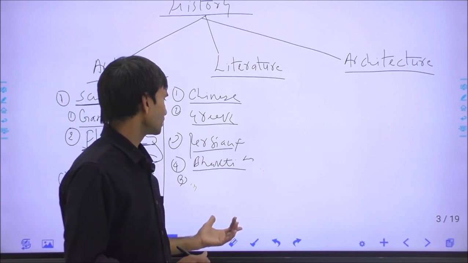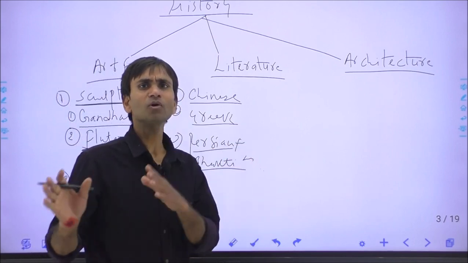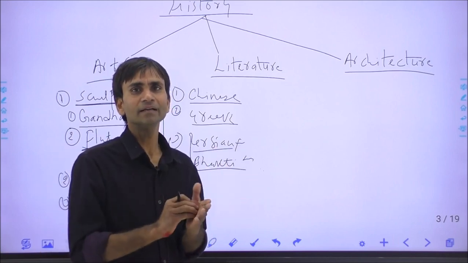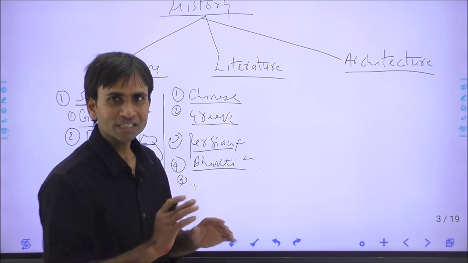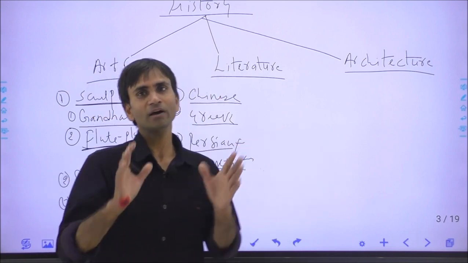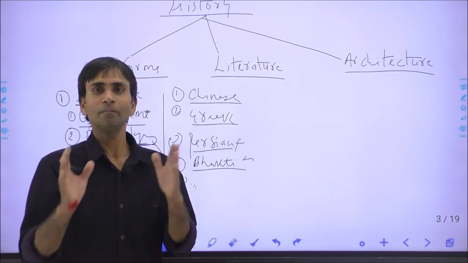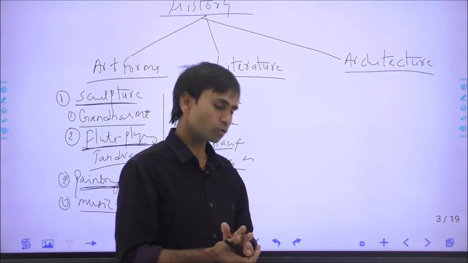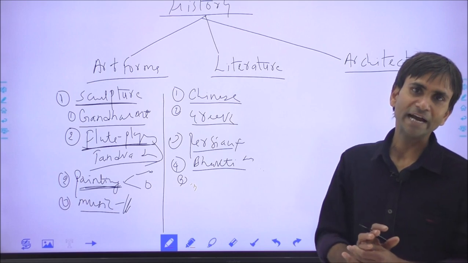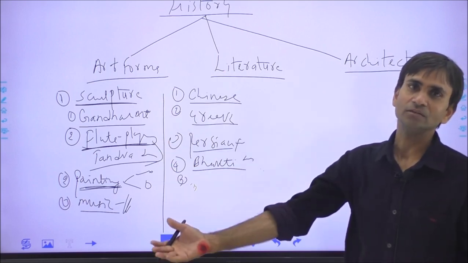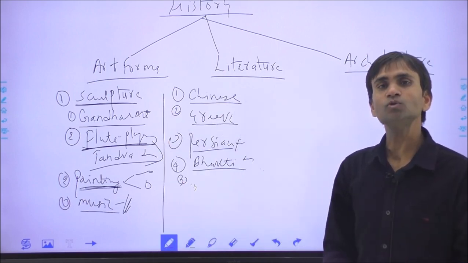Then simply, the individual monarchs and rulers played a role in the development of literature. It was Firoz Tughlaq who started the writing of autobiography, and Babur, the founder of the Mughal Empire, who wrote Tuzuk-i-Babri or Babarnama, the best autobiography. Jahangir also wrote his autobiography, Tuzuk-i-Jahangiri.